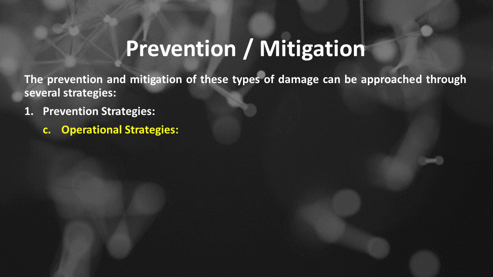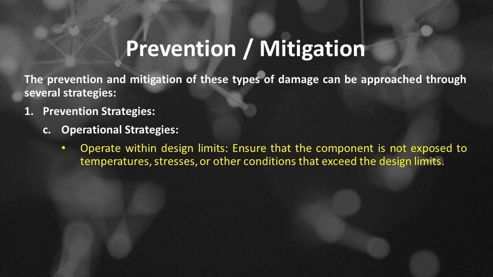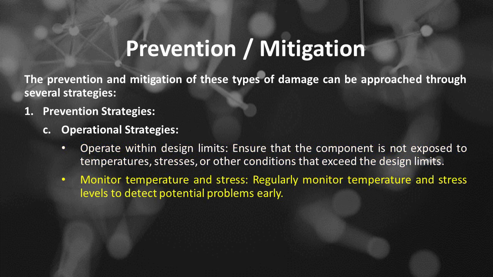Prevention strategies. The third of prevention strategies to be considered is operational strategies. Operate within design limits. Ensure that the component is not exposed to temperatures, stresses, or other conditions that exceed the design limits. Monitor temperature and stress. Regularly monitor temperature and stress levels to detect potential problems early.